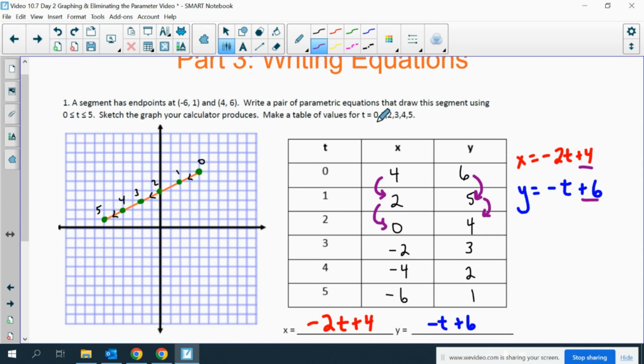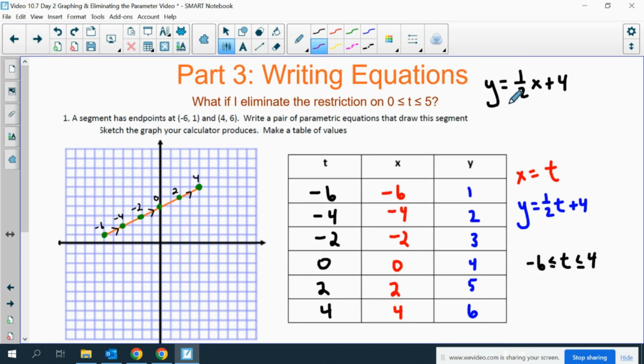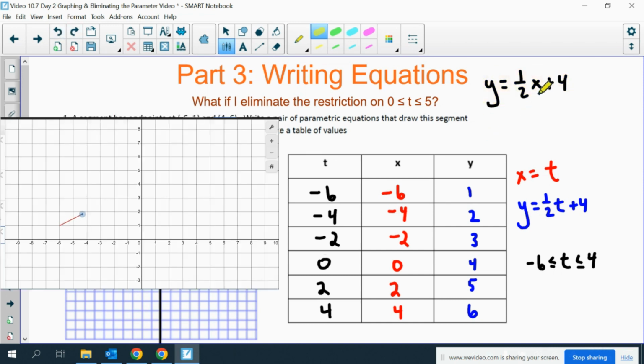Now, what if I get rid of this rule that I have to have t between 0 and 5? I can write this in an infinite number of ways. So I could just take this equation, y equals 1/2 x plus 4, which we see pretty clearly by looking at the graph. And I can change this so that I can just replace x with t. That's probably the easiest way to make a parameterization, is replace one of the variables with t and then see what happens. So if this becomes t, then y is just 1/2 t plus 4.